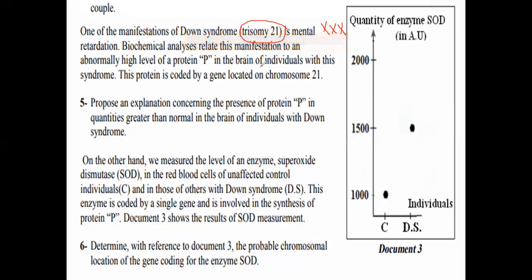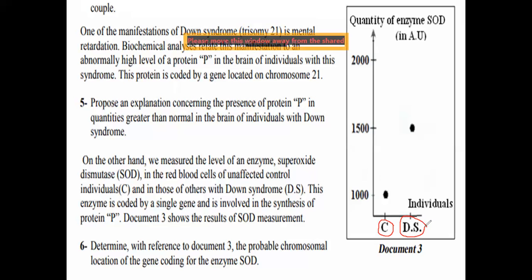On the other hand, we measure the level of an enzyme called superoxide dismutase, SOD. This is measured in the red blood cells of an unaffected control individual, which is C in document 3. Here, document 3 represents the red blood cells of the unaffected control individual, C, and those of others with Down syndrome, DS.